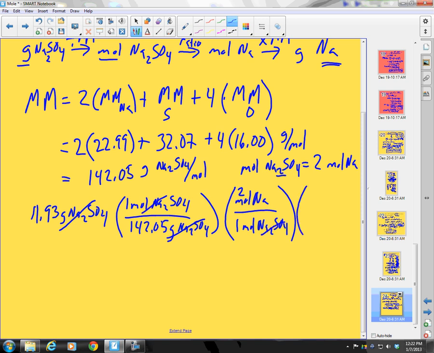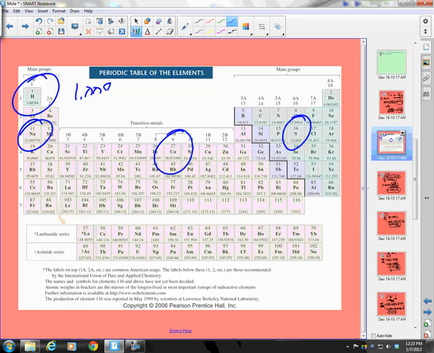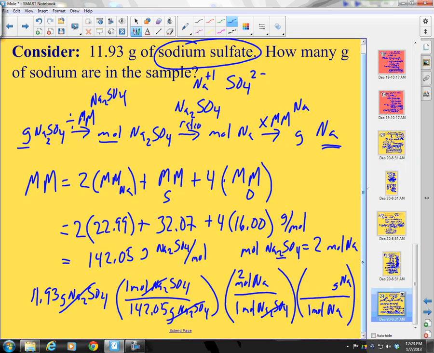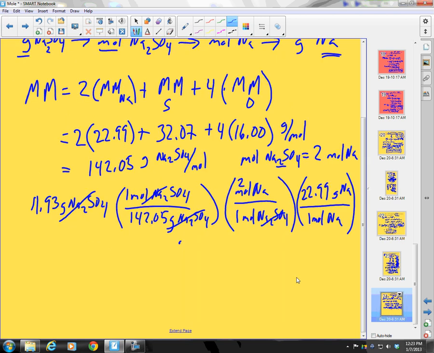And then I have to do what? Grams of sodium. Oops, I'm going to have to erase that. Grams of sodium per mole of sodium. What's that? Grams per mole. That's molar mass. Sodium is what? 22.99. Good. And if I look at my units, moles of sodium cancel, and I'm left with grams of sodium. Cool. So now let's run the numbers.